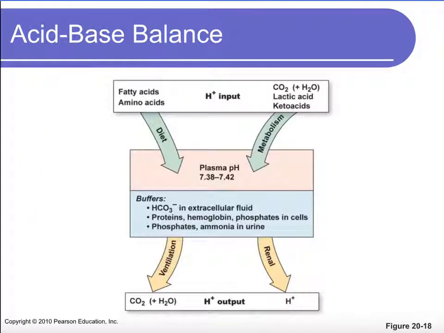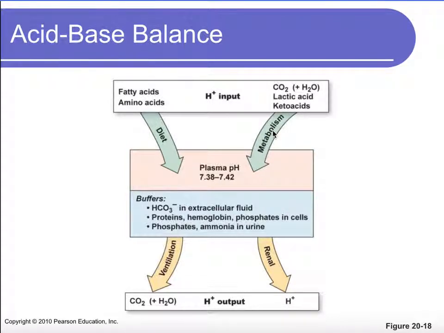So what we really have to deal with are acids. That's why we keep talking about hydrogen ions. We really don't have to deal with too many bases. And the reason is because we make acids through metabolism. We also bring in acids through our diet. For example, fatty acids, amino acids. So the fats that we eat, the proteins that we eat, these are acids. Plus, we make acids through metabolism.